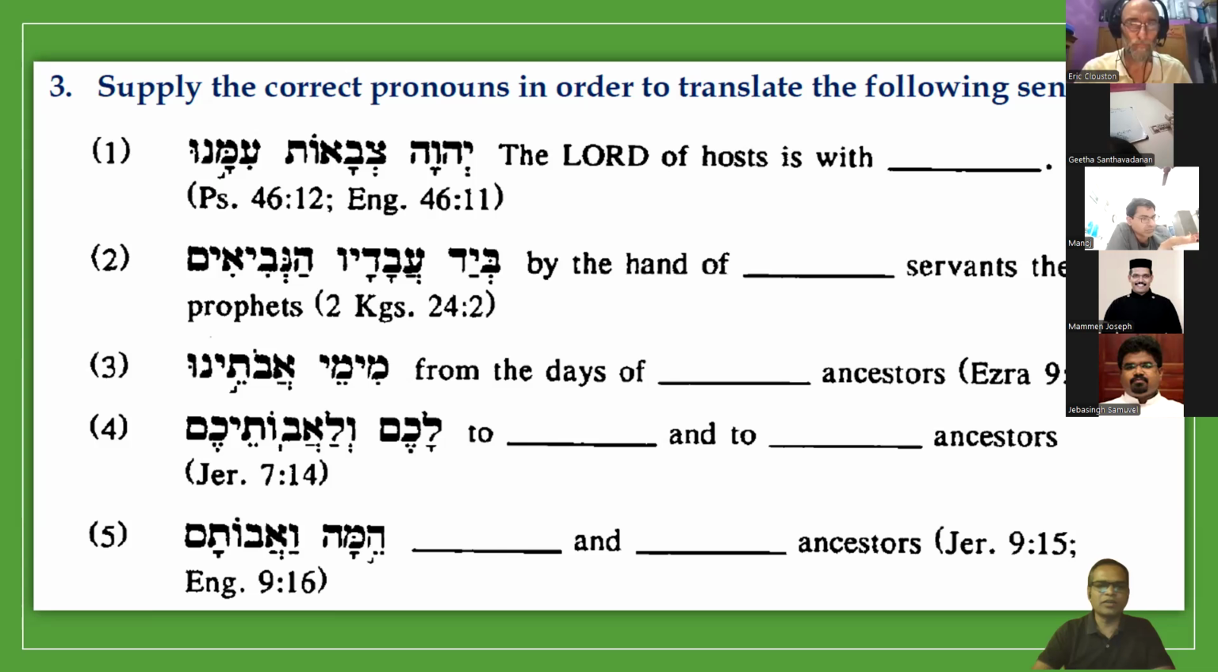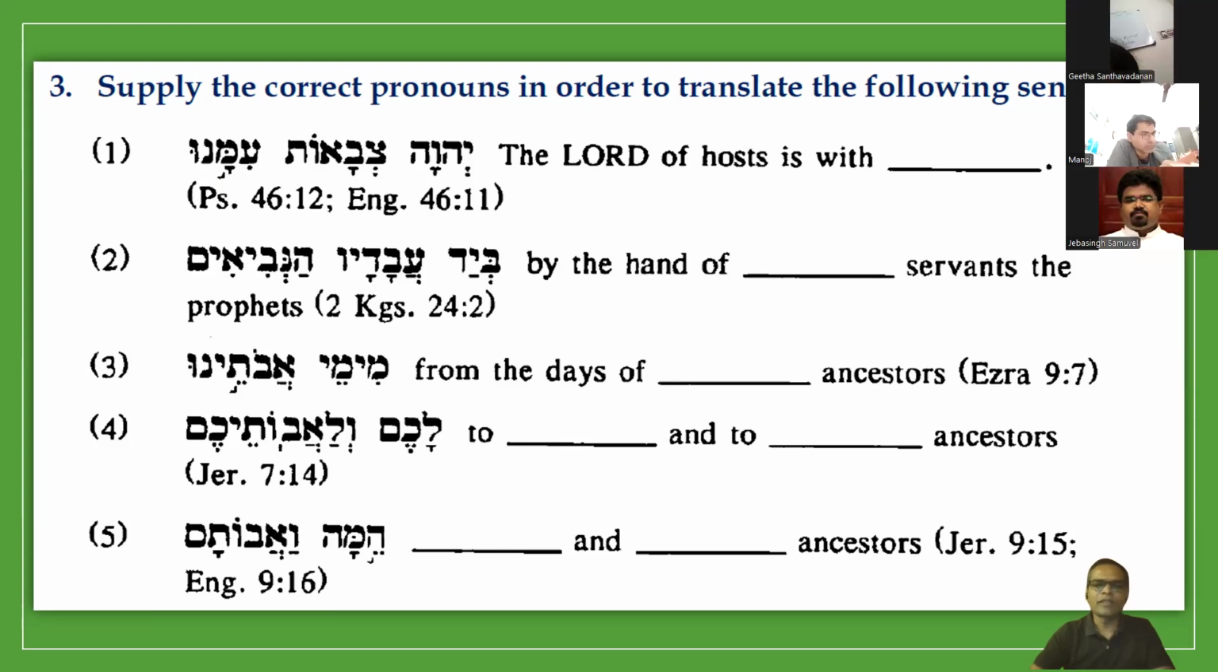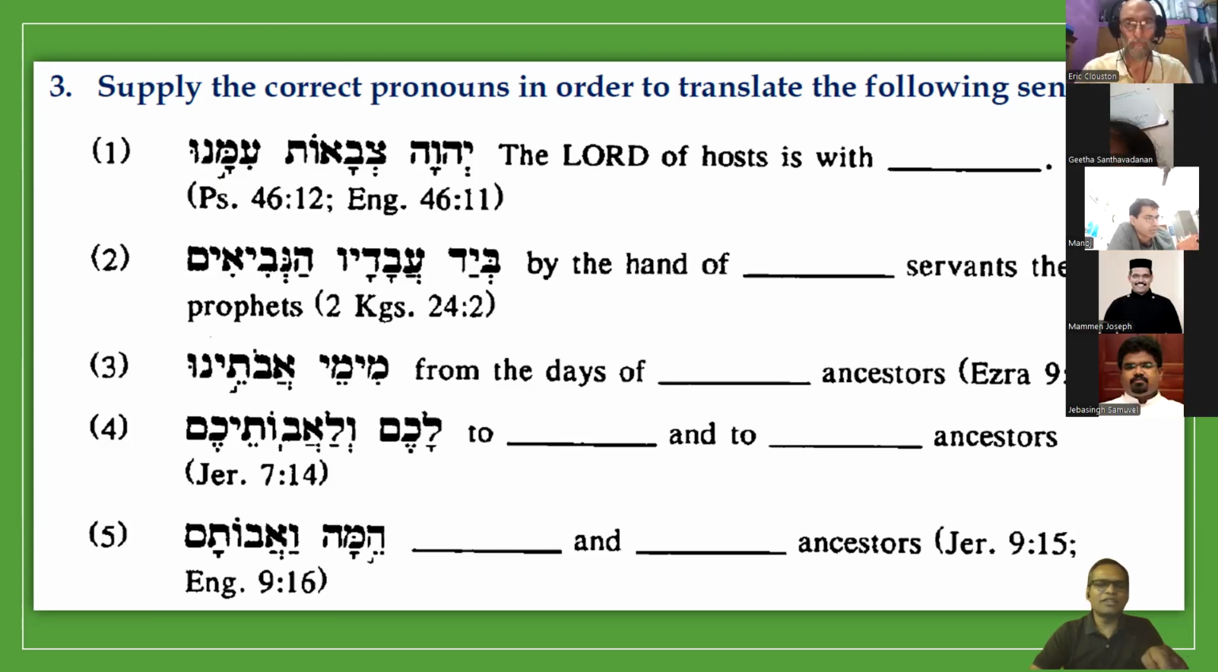Jabba, are you able to understand it? Yes, sir, I can understand. The sixth one I can understand. The fifth one, the noun is not singular. When the noun is not singular, how will you translate that into plural? The problem is only with the ending. Okay.